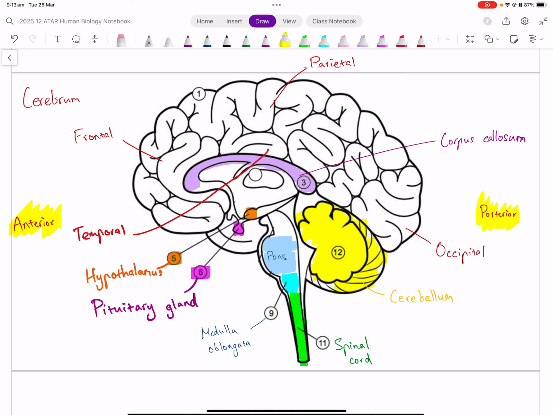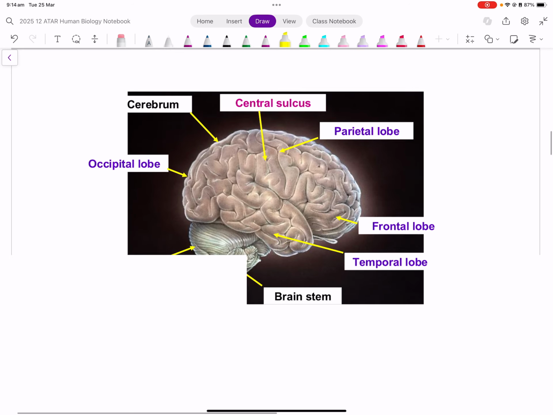So each of these are the core structures that you need to know this year. What we're going to do now is dive into some of the other things within the brain, so these folds within the brain, and we'll also explore what each of these structures does. So if you want to pause now, take a screenshot of this, this is what you need to be able to label on the brain. But now, let's dive into the structures.